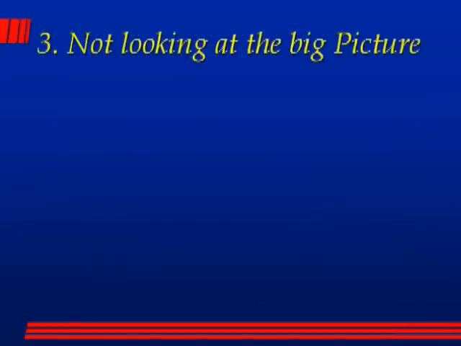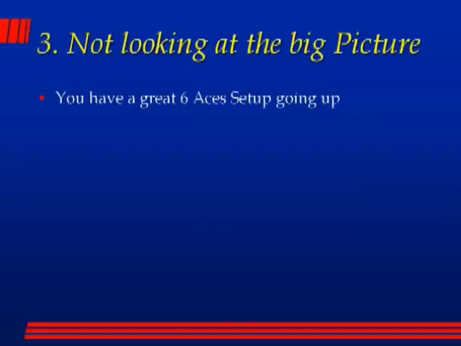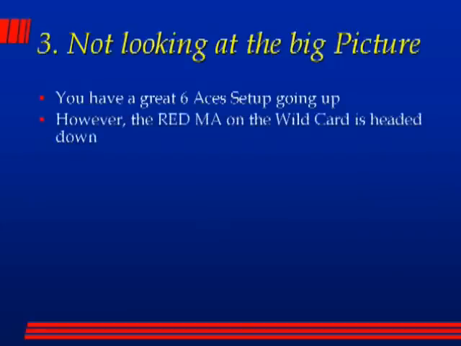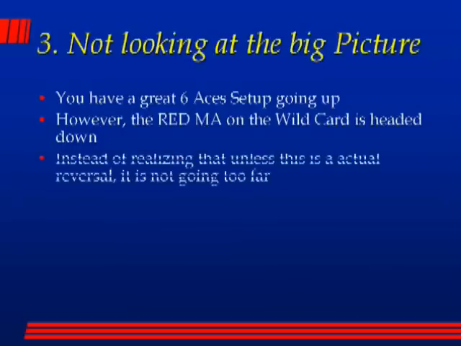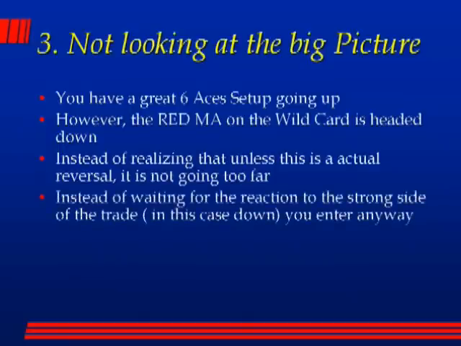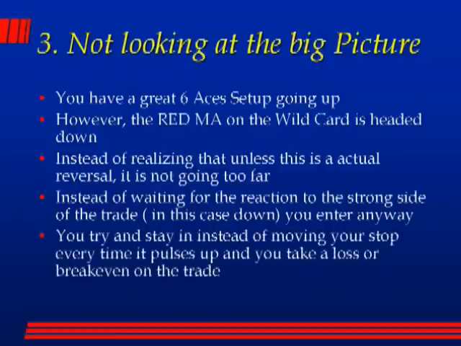Number 3, not looking at the big picture. Okay, you've got a great 6 aces trade setup going up. However, the red moving average on the wild card is headed down. Instead of realizing that unless this is an actual reversal, it is not going to go too far, and waiting for the reaction to the strong side of the trade, in this case it would be down, you enter anyway. You try and stay in instead of moving your stop every time it pulses up, and you take a loss or a break even on the trade.